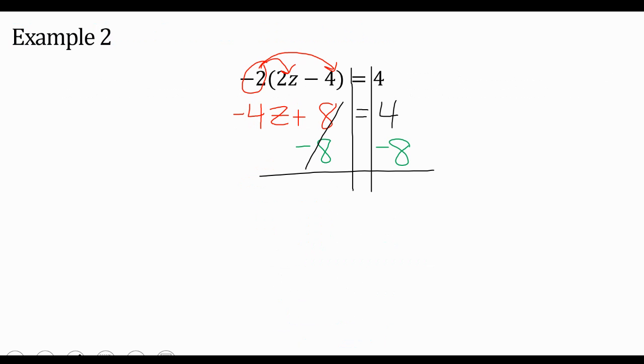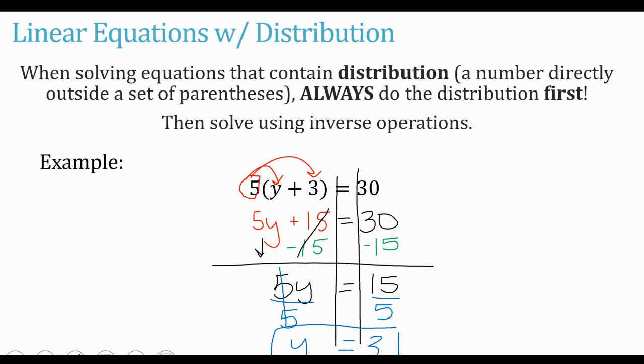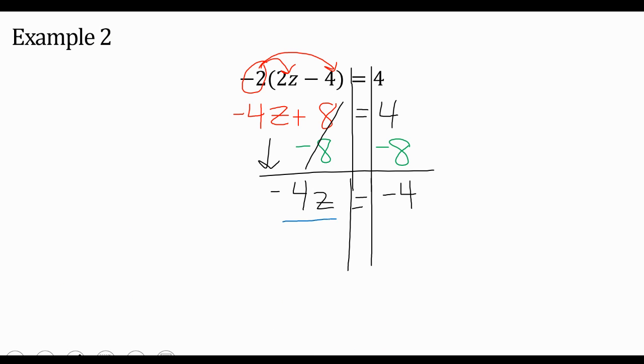Okay, subtract the 8, that cancels. I'm going to bring down this negative 4z. I'm going to just extend my train tracks a little. Now 4 minus negative 8 is going to give us negative 4. And then we're going to our last step. We want to get that z by itself. We're going to divide by negative 4. This cancels. Bring down your z. And then negative 4 divided by negative 4 just gives us 1.